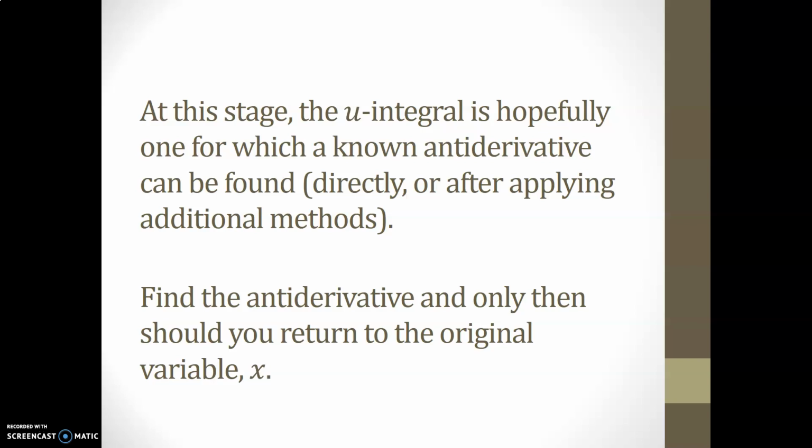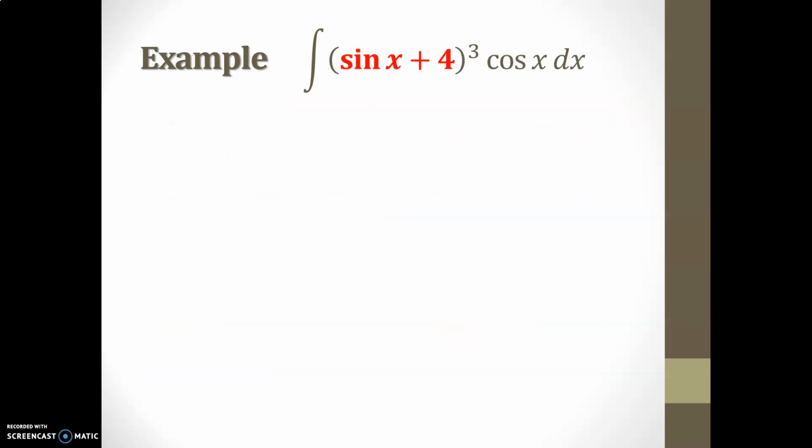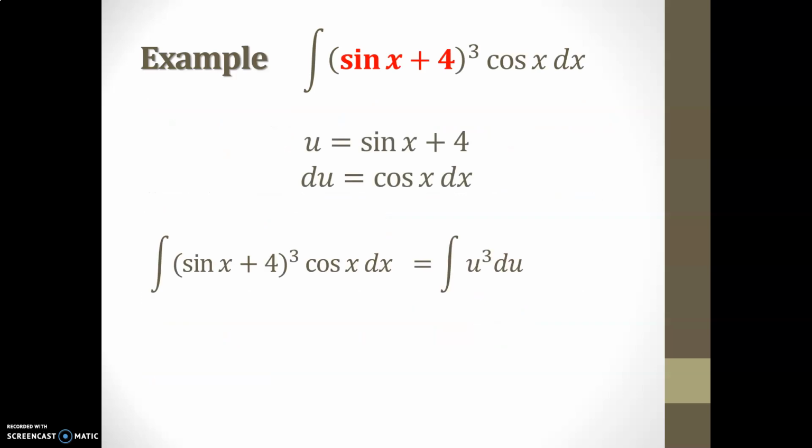You will find the antiderivative, and only once you've found the antiderivative will you go back to the original variable x. So for instance, we said here that after applying our substitution, the integral becomes u cubed du. The power rule converts it into a quarter u to the 4 plus c. Now that the antiderivative is done, we can go back to what u stands for, which is sine x plus 4.